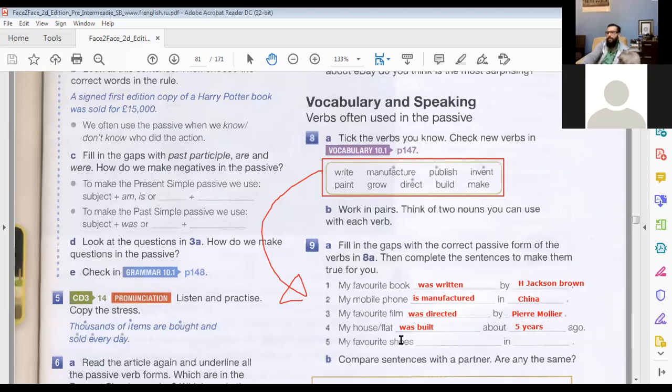Okay, last one. My favorite shoes. Made. وش نديرو قبلها؟ Was made. Shoes is plural. Are made. Where? Were made. Yeah, were made in. Where were they made? In which country? Italy. Italy, for example.